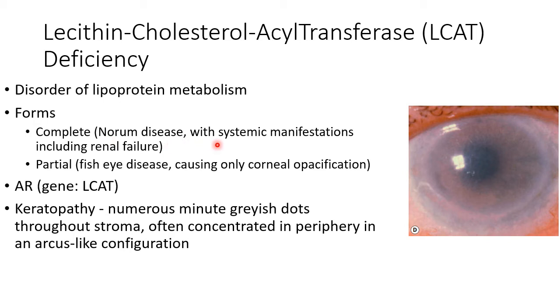In this case, there are systemic manifestations including renal failure. The second form is partial LCAT deficiency, which is also known as fish eye disease, in which there is only corneal opacification. It is an autosomal recessive condition and the gene involved is LCAT gene. Keratopathy in LCAT deficiency will present as numerous minute grayish dots throughout stroma, which is often concentrated in the periphery in an arcus-like configuration, as you can see in this picture.